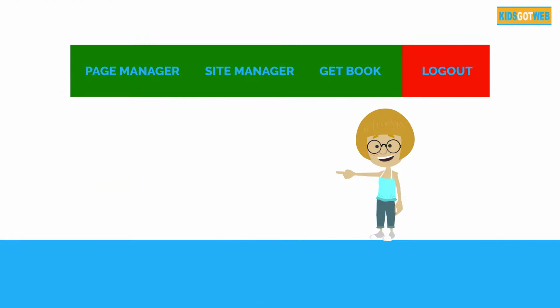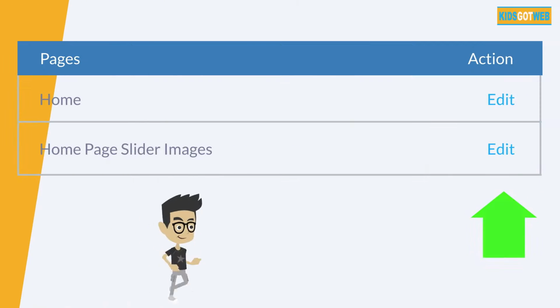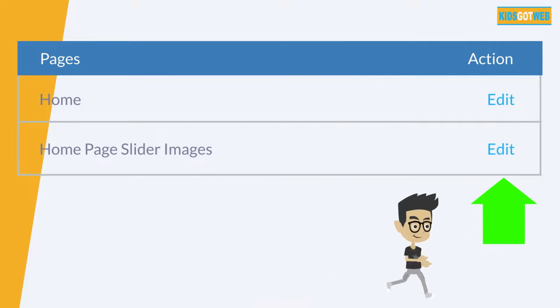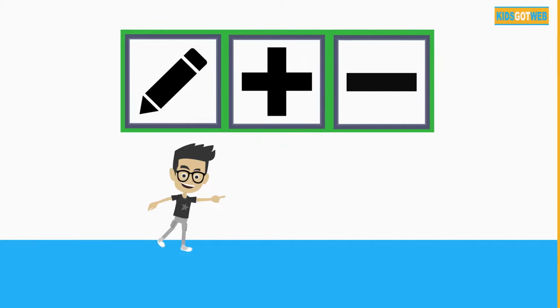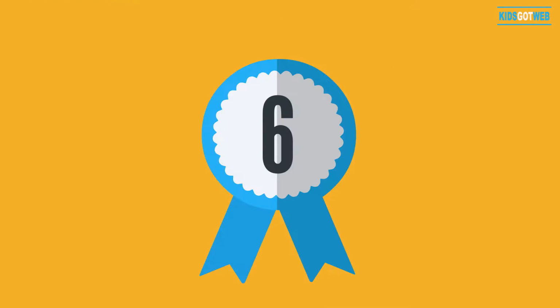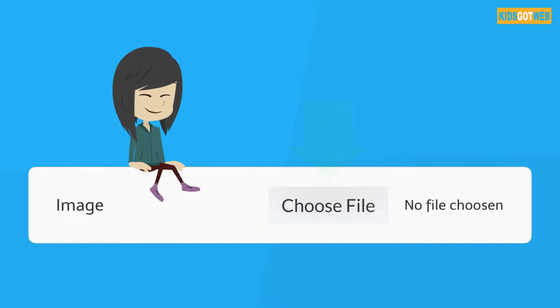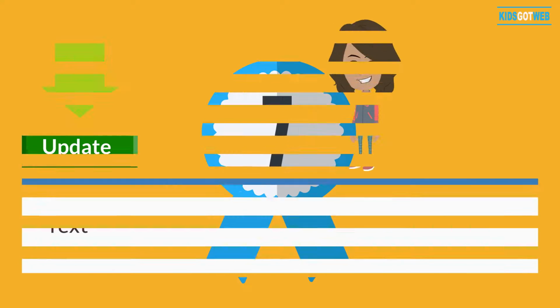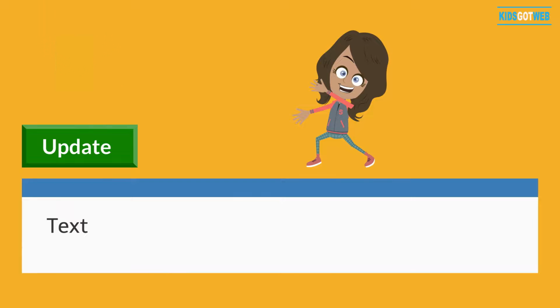3. Click the tab where Kids Got Web is and click Page Manager on Toolbar. 4. Locate Home Page Slider Images and click Edit. 5. Click the plus. 6. Click Choose File and select your image. 7. Scroll up and click the green Update button.